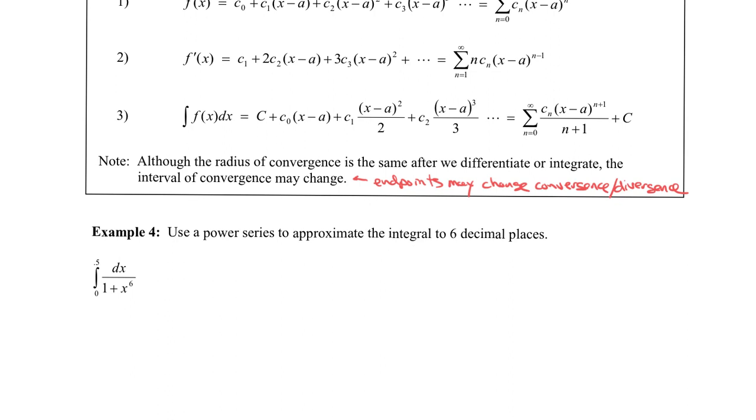But that's it. The radius of convergence stays the same. Okay, and now here is an example that'll be closer to what we're going to do. We're going to want to approximate this. Maybe we've got an expression that doesn't have a closed form solution and we want to approximate it. Well, first, let's ask our calculator how to do this.